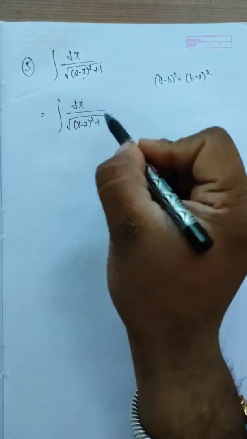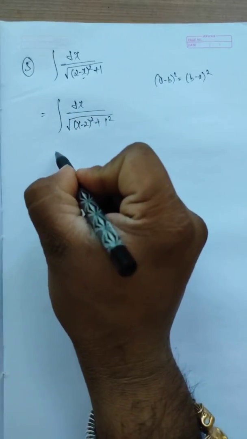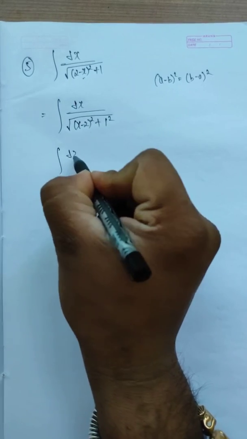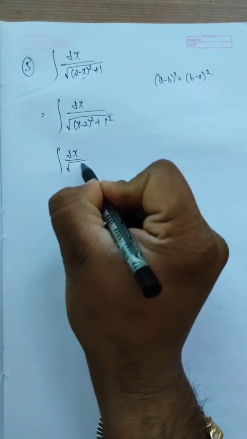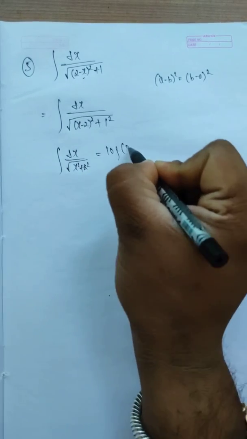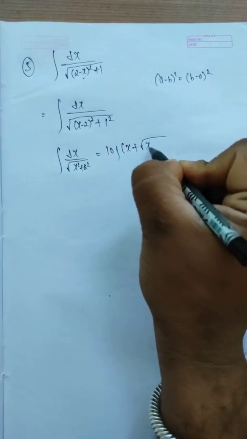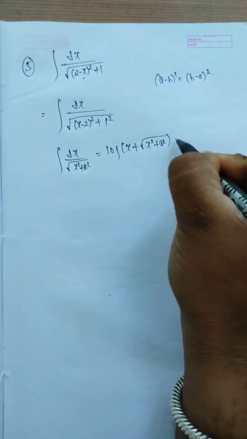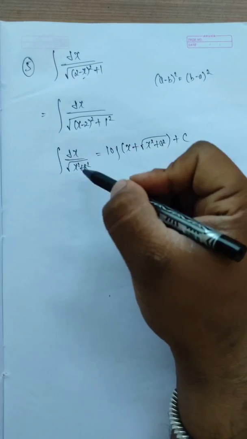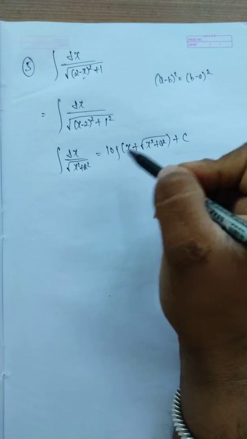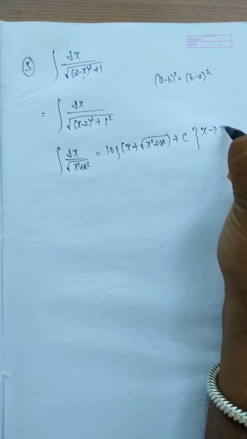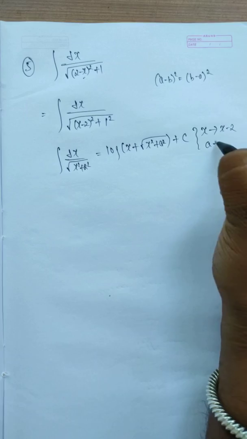So you want to compare the problem with the standard form. Which standard form do you want to use? Integration of dx by root of x square plus a square means log of x plus root of x square plus a square. This is the standard form you want to use. When comparing, x is replaced as x minus 2, a is replaced as 1.